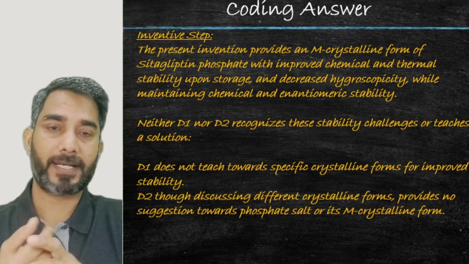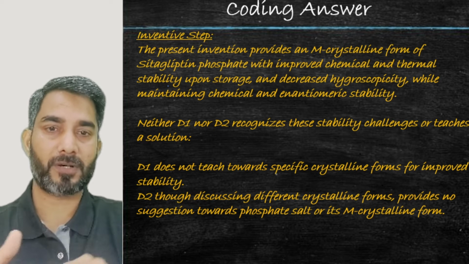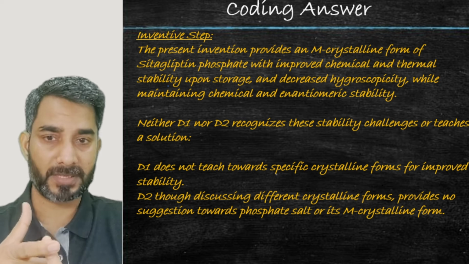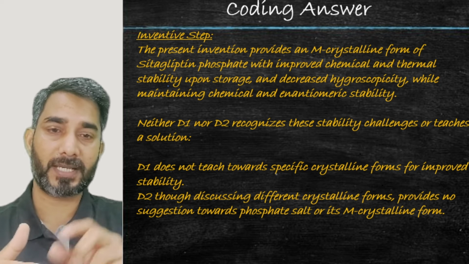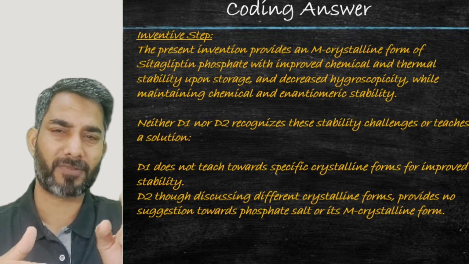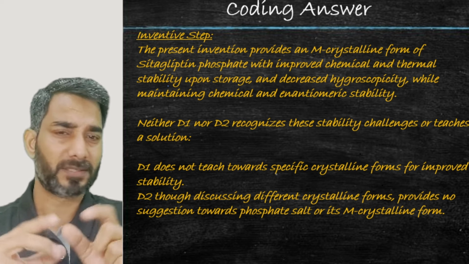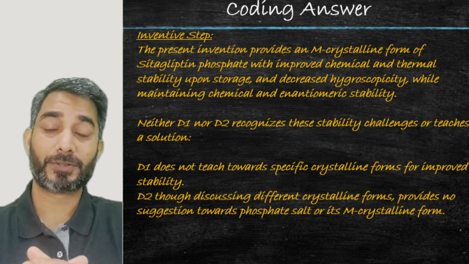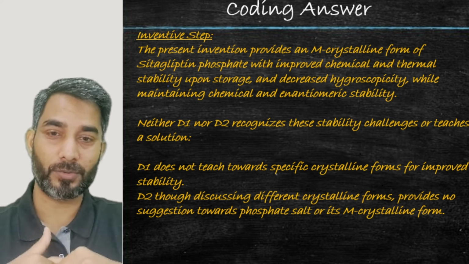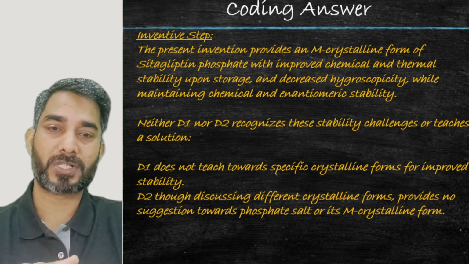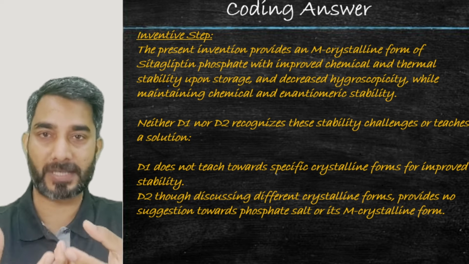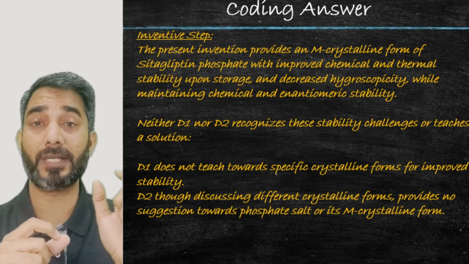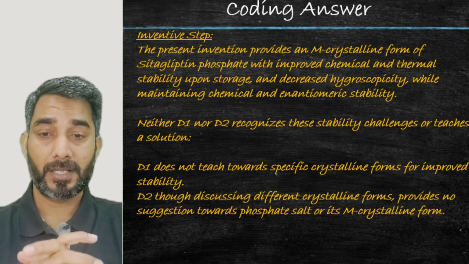So here we write what we had written, because it is M crystalline form, it is improved chemical and thermal stability upon storage and decreased hygroscopicity while maintaining chemical and some other stability. Sorry, I cannot pronounce them properly. So moving to D1 and D2. So D1 does not teach towards specific crystalline form for improved stability. That improved stability is actually technical advancement.